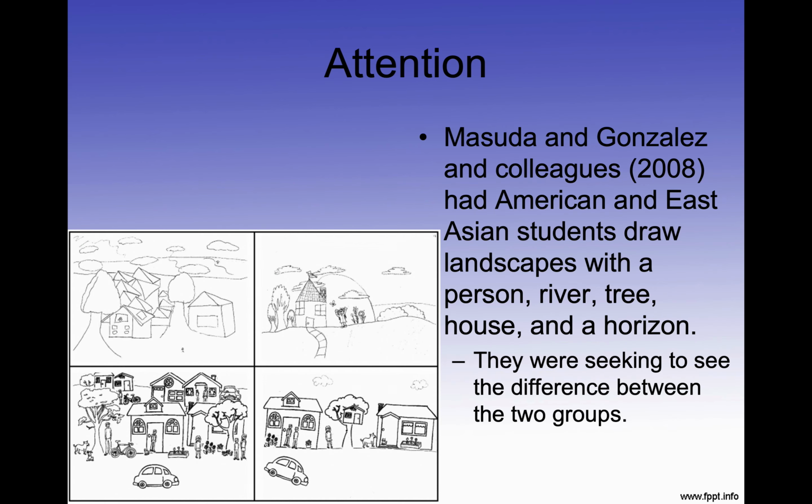Masuda and Gonzalez and colleagues in 2008 had American and East Asian students draw landscapes with a person, a river, a tree, a house, and a horizon. They were seeking to see the difference between the two groups, and this is what a Westerner would do. This is how they would create their pictures. As you can see, not much horizon, lots of houses. The people are the focal point in most of these pictures, along with a car. It's like the same car. Anyway.